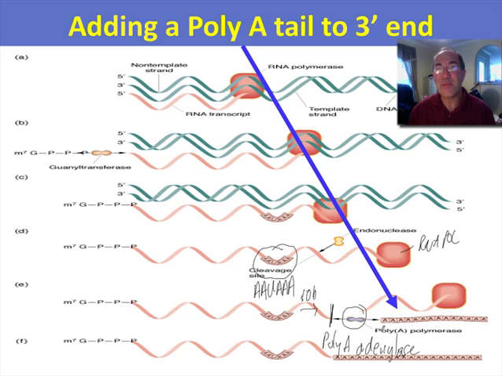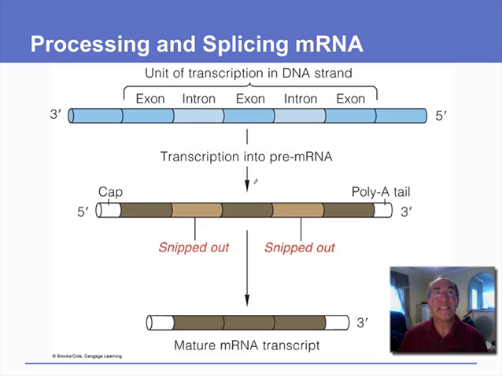And it's an enzyme that adds lots and lots of A's. And you can see here, there are roughly about 200 adenine molecules. And this gives us our poly-A tail. So let's get back to this splicing, this removing of the introns.